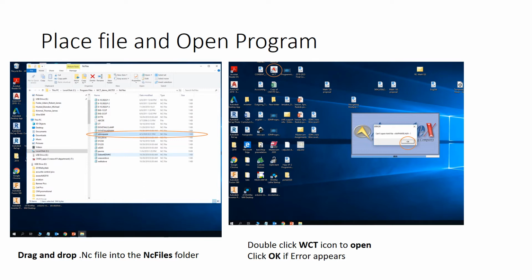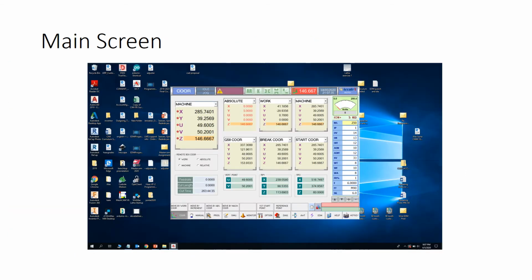I'm now going to double click the WCT icon. Occasionally there's a little bug there. It'll say something like can't open hint file. Just click OK and it goes away. So this is your WCT main screen. That's how your EDM would look as you opened it up.